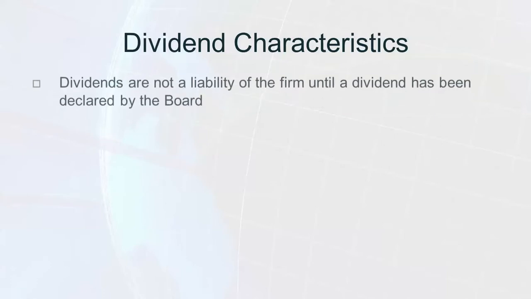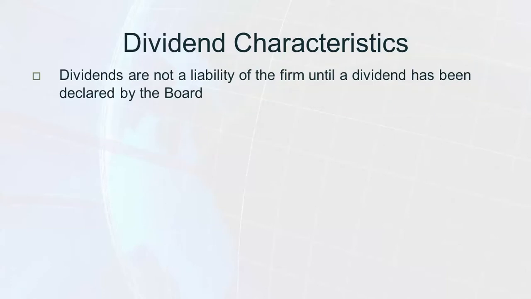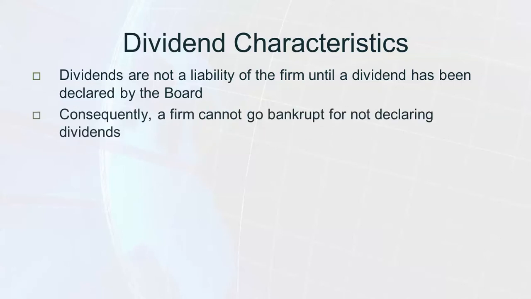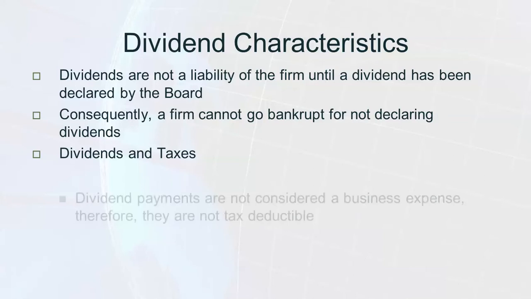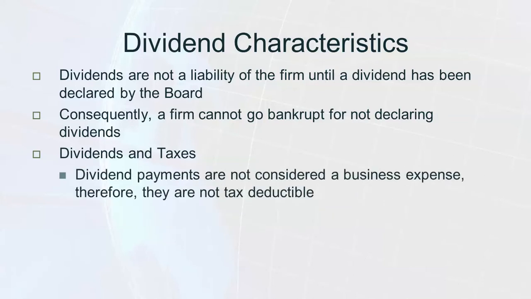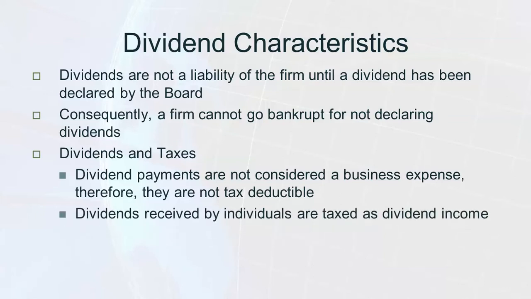So let's talk about the dividend. Dividends are not a liability of a firm until a dividend has been declared by the board. Consequently, a firm cannot go bankrupt for not declaring dividends. Dividends and taxes. Dividend payments are not considered a business expense, therefore, they are not tax deductible. So basically, dividends are paid out of the net income. Dividends received by individuals are taxed as individual income.